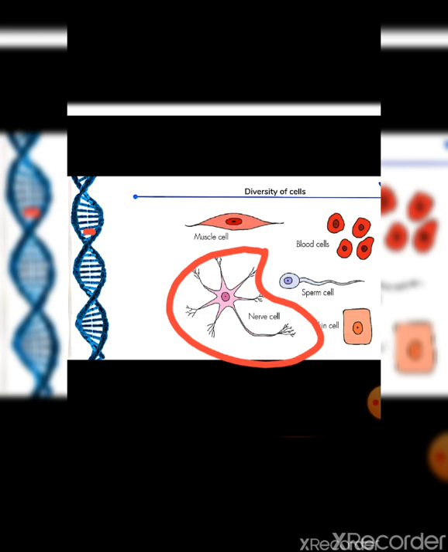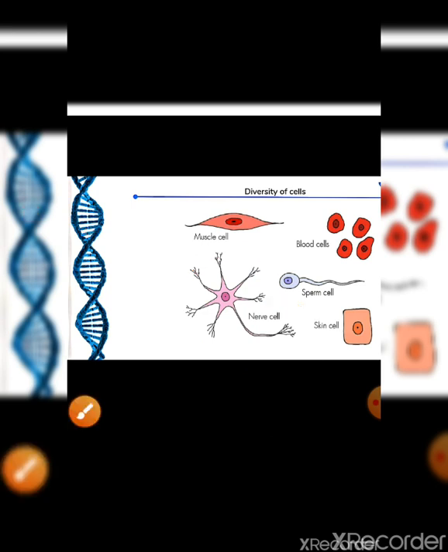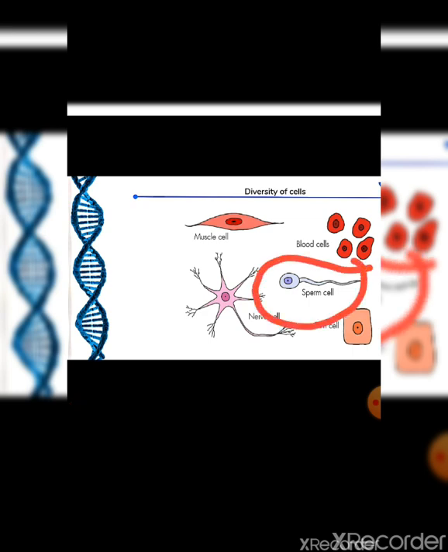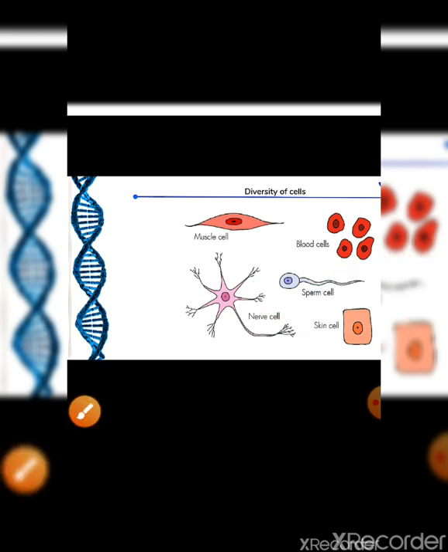Now there is a skin cell. Now the last one, the sperm cell. We can see over here that it has a tail. So sperm cells are specialized to move from one place to the other. So the structure is just like that. From the diversity of the cell, we can learn that every cell's structure is different. They are according to their function.